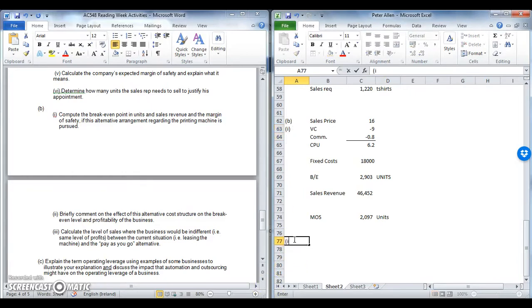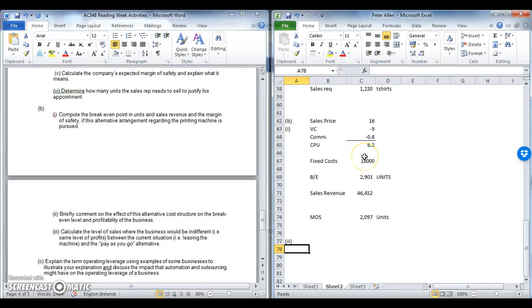And we're looking at B part 2 then. It asks you to briefly comment on the effect of this alternative cost structure on the break-even level and the profitability of the business. So the point I want you to get at here is, what's essentially happening is that you're changing your cost structure from a fixed cost to a variable cost. So remember we talked about before in terms of outsourcing, you're essentially outsourcing some of your printing costs. You're changing from a fixed lease cost to pay-as-you-go.